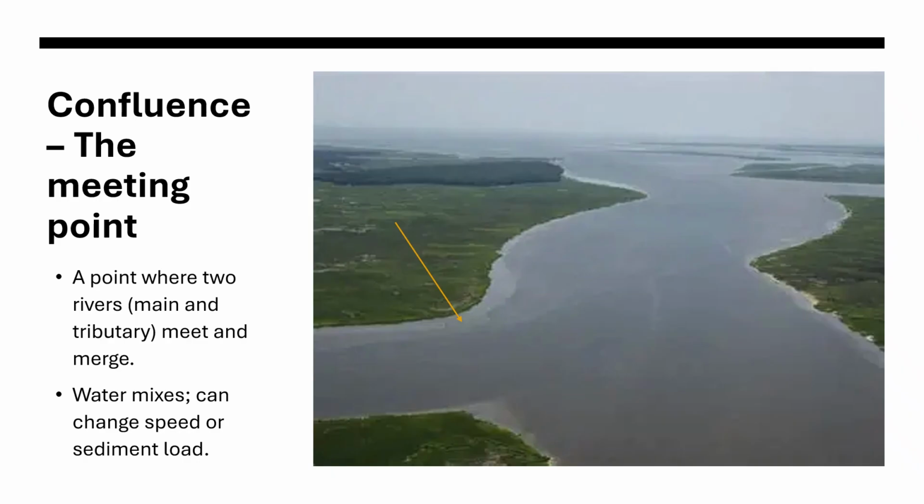Now picture two rivers joining together as in the photo. That's the confluence. Look at my arrow, that's the confluence. Water blends here, speeding up or slowing down based on the sizes. You see the arrow, so the arrow shows what? The confluence. This is where systems grow stronger.